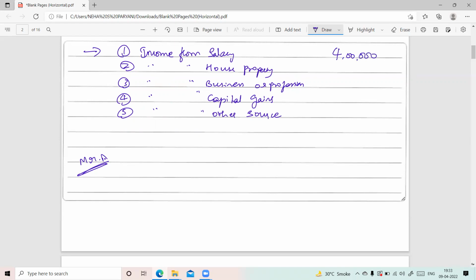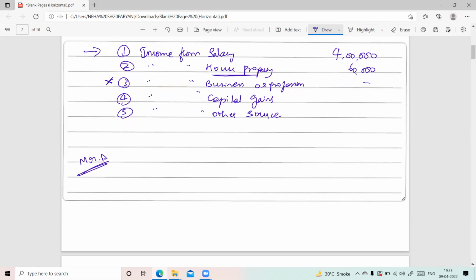Mr. A also owns a house property which he has given on rental basis to somebody else, and Mr. A is receiving rent from it. Assume he is receiving rupees 60,000 rent per annum. These are just random, imaginary figures to make you understand the concept. Then Mr. A does not own any business or profession, so he does not get any income from business or profession. We'll treat it as nil here.